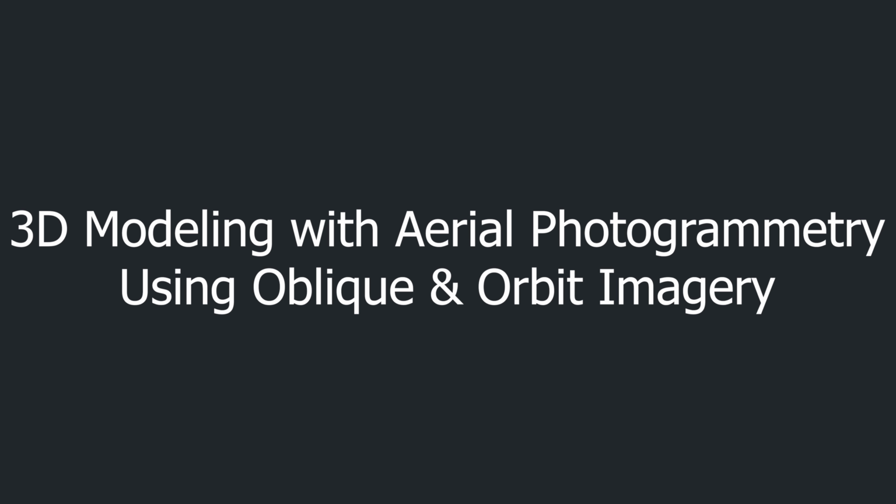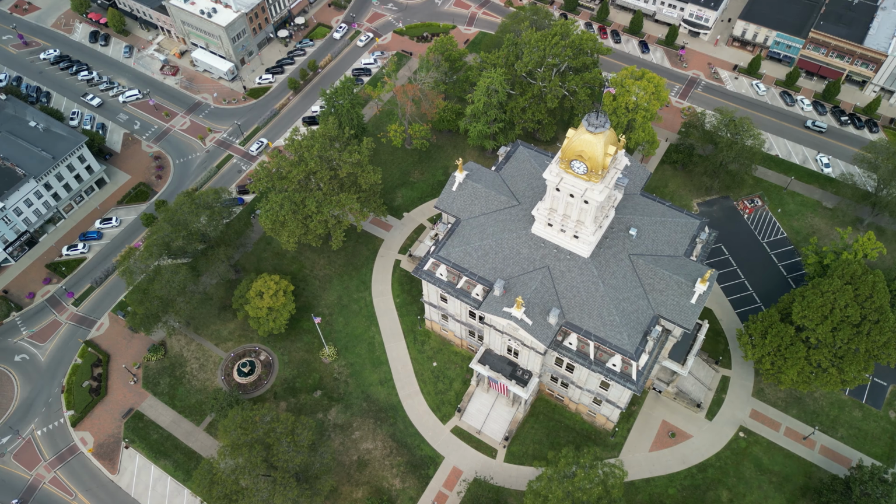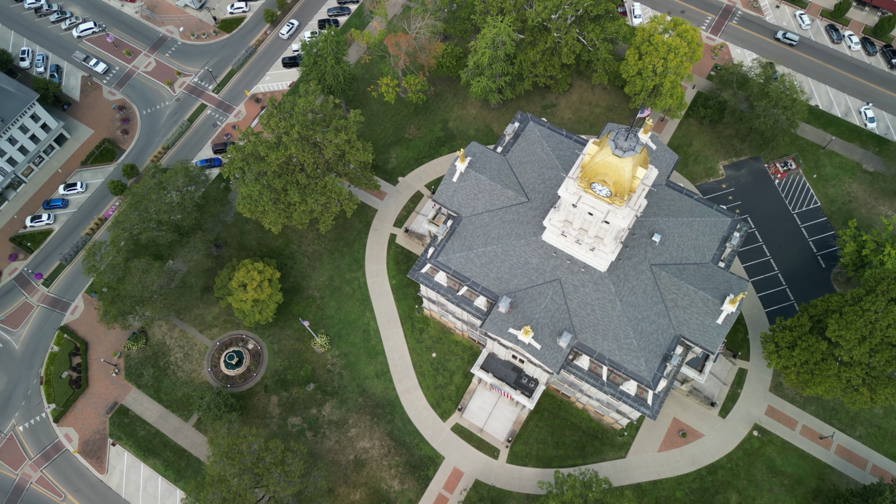In this tutorial, we will be looking at 3D modeling with aerial photogrammetry using oblique and orbit imagery. To get started, you will need a reliable drone equipped with a camera and GPS capabilities. Your drone will also need a gimbal that is capable of orienting the camera at the specific oblique angle that you desire to fly at.